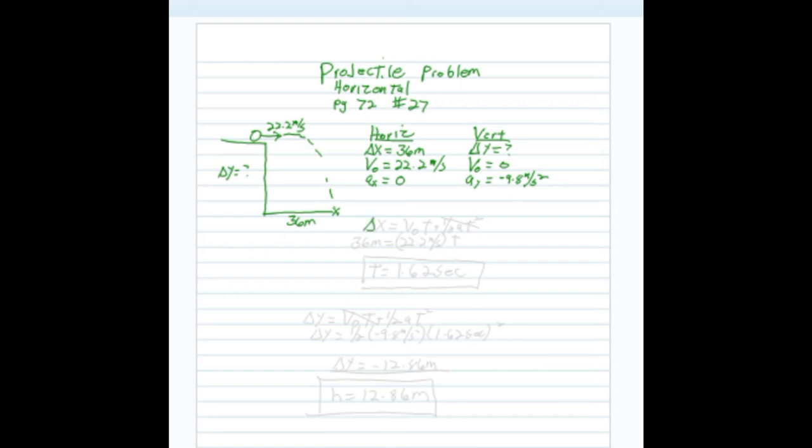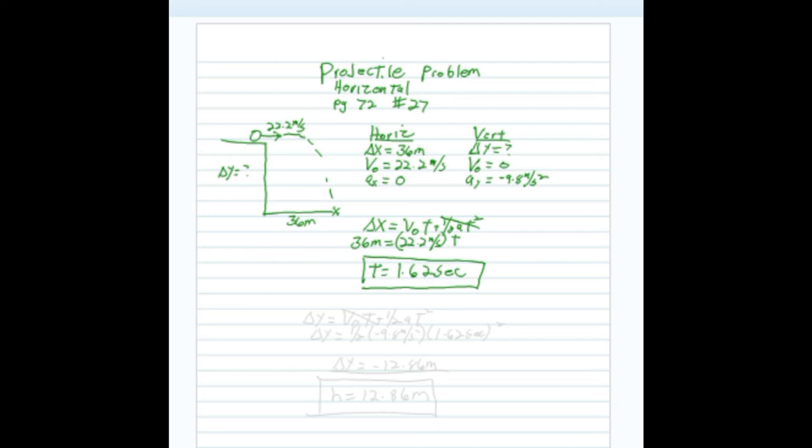So I can use the equation for delta x, the position equation, or displacement equation, and use this to solve for how long it's going to be in the air. Now the acceleration in the x direction is 0, so I have 36 meters equals 22.2 meters per second times t, and I can solve this for t. So I have 36 divided by 22.2, and I get 1.62 seconds. So that was easy enough to find. Notice I only use the horizontal information when I use the delta x equation.